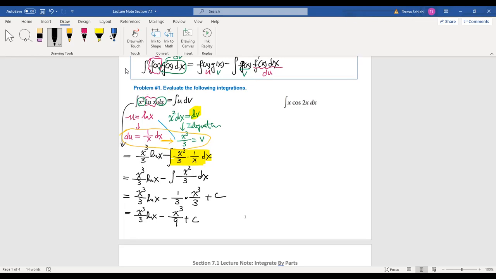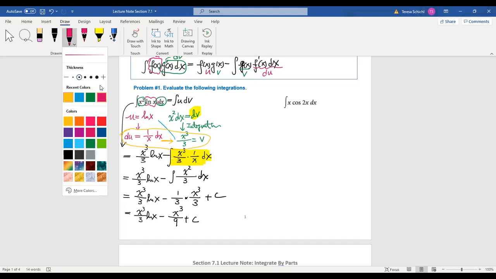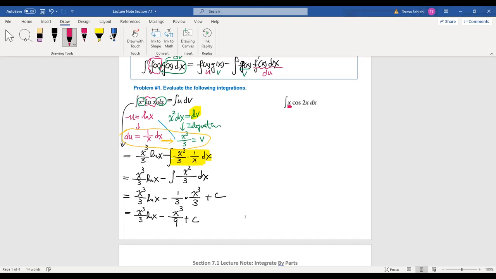Okay, let's take a look at the second one, which is x cosine 2x. So first, let's choose u. Remember, u is the one we want to be able to take the derivative of, and my goal is to make the v du simple. So in here, I can choose x to be my u, because when I take the derivative of x, it's going to be 1, so it will simplify this integration.